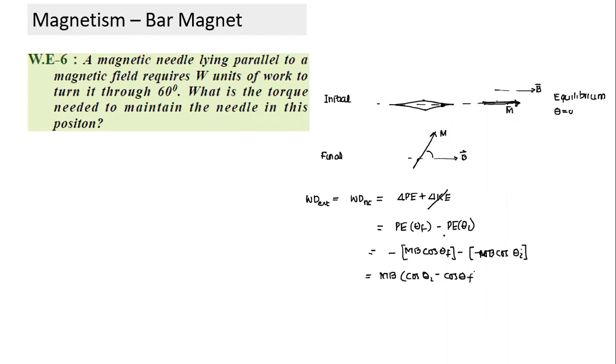So 60 degrees is given here, so we can easily calculate it. What is work done? Work done is equal to MB by 2. That is equal to W. And we have done a similar question. What is the torque required? So this is the work done.